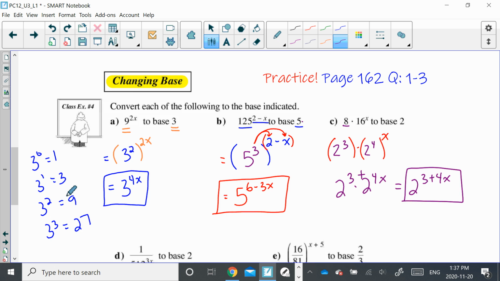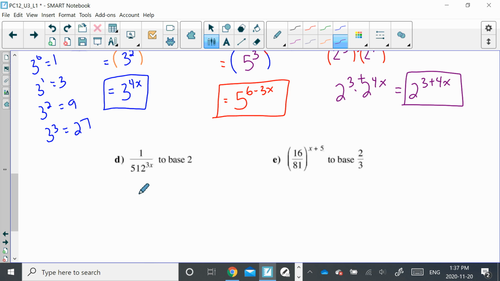Okay, look at this. This is where it's going to be really helpful to see that calculator. So on here, this is 1 over. I need to get 512 to be base 2. So 2 to what power is going to give me 512? Outside of the bracket, I'm going to put this 3x.